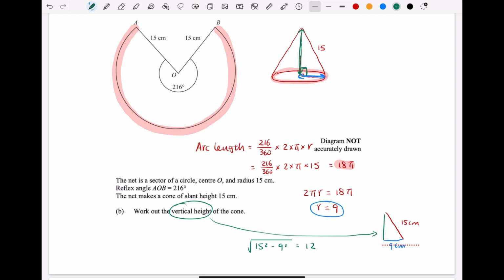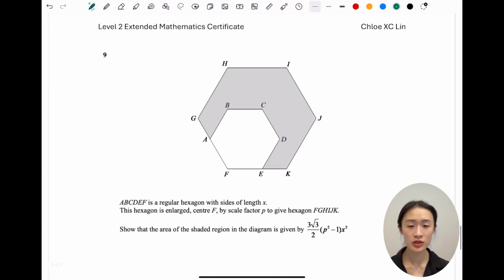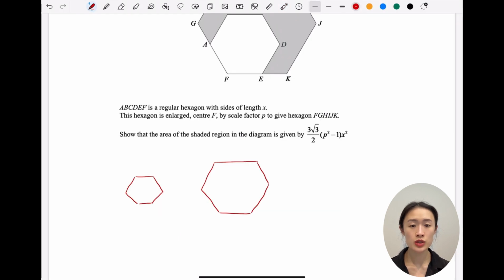Okay, so now moving on to the final question. This question is very interesting and it is harder. So what we need to do is break it down. We can see two hexagons here. So I'm going to draw two hexagons out just to make the question a bit easier. The side of the smaller hexagon is x, and because it's regular, it means that all sides are equal and all the interior angles are equal. And we are also told the scale factor is p.